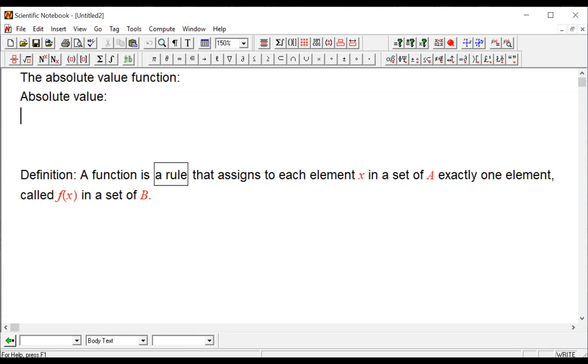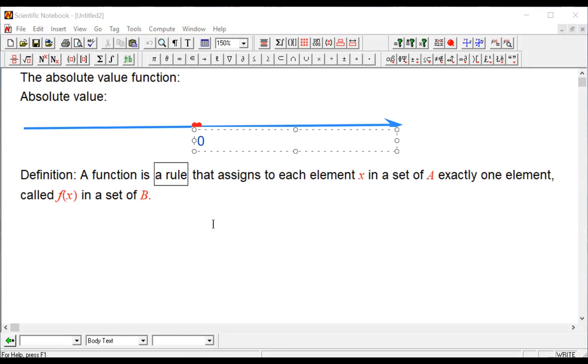For example, when we look at the number line, there is a spot we call the point of reference, and we call this number 0. That's the origin. Any real number has a place on this number line.